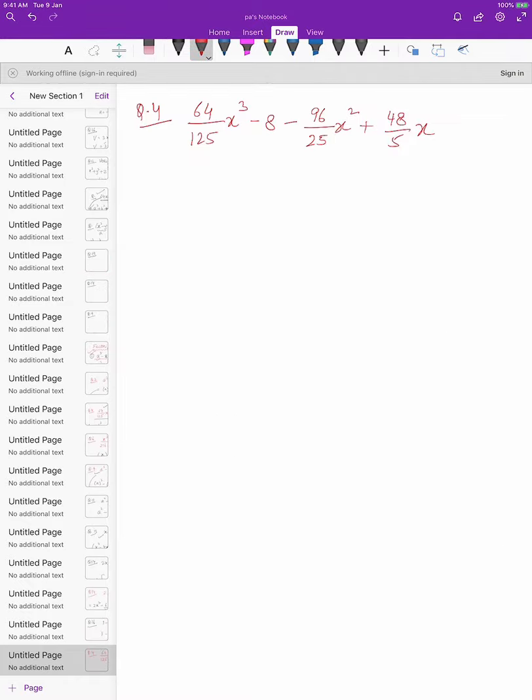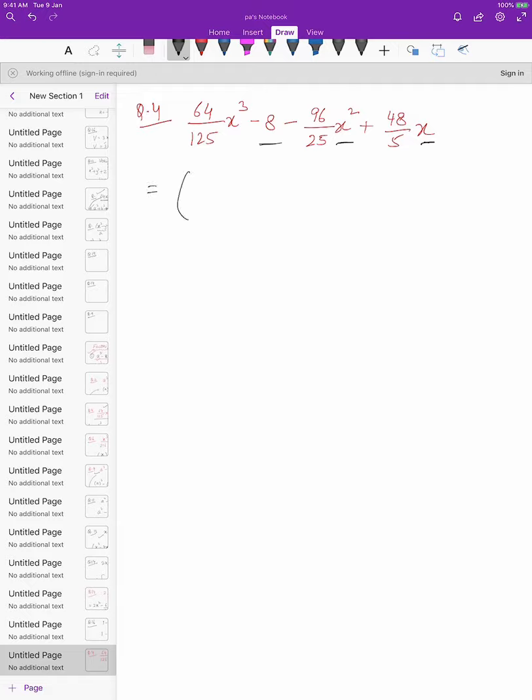And now the next question is 64 upon 125x cube minus 8 minus 96 upon 25x square plus 48 upon 5x. Again, as you can see, there are 4 terms in this expression and one cubic term you can easily see. Can you locate more cubic terms in this expression? Yes, this 8 is the cube of 2. But no other term can be a cubic term because here it is x, here it is x square, so these can't be the cubic terms.